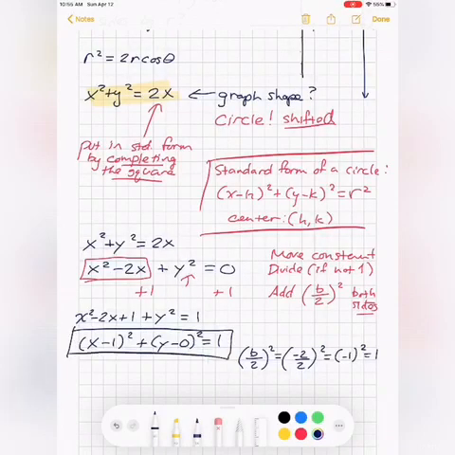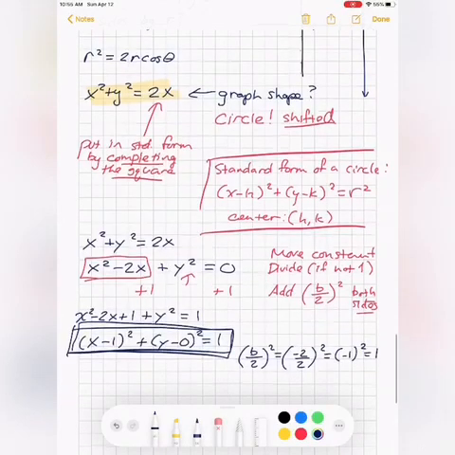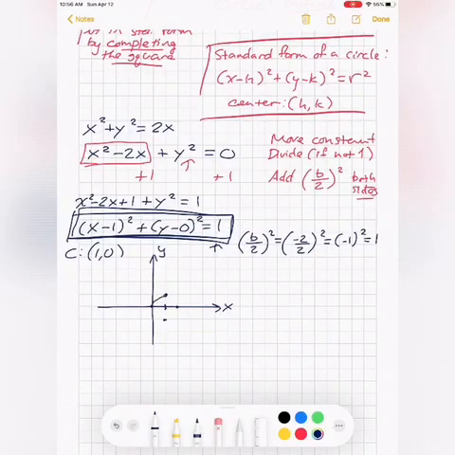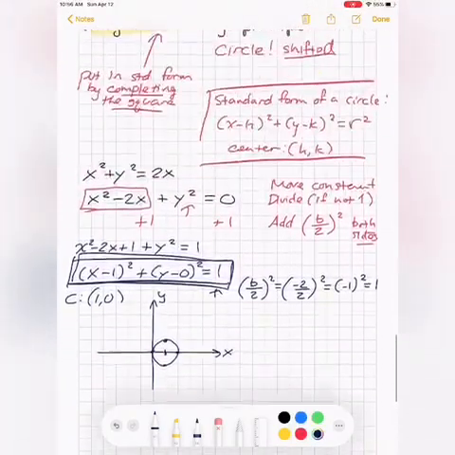So there's my circle, written in standard form. And so now I could graph that. I guess the center is at 1, 0, and the radius is 1. So it would look something like that. So that was the more interesting one.